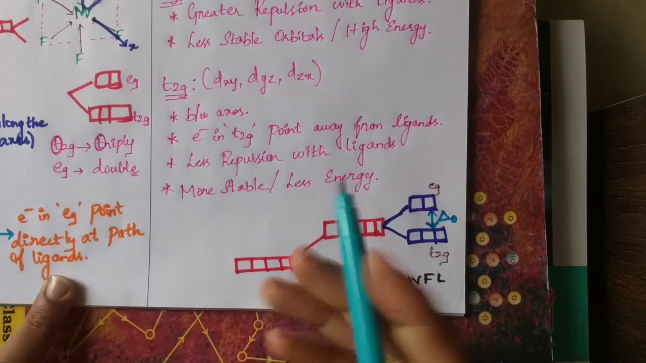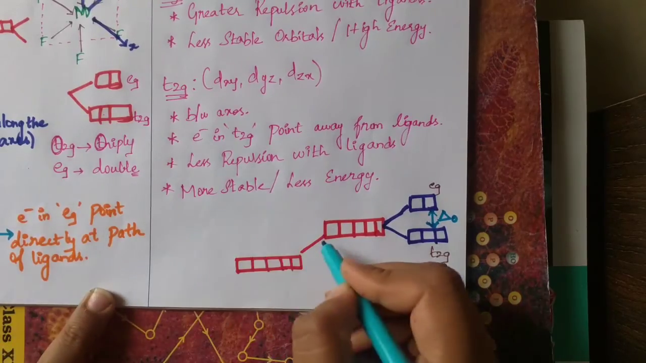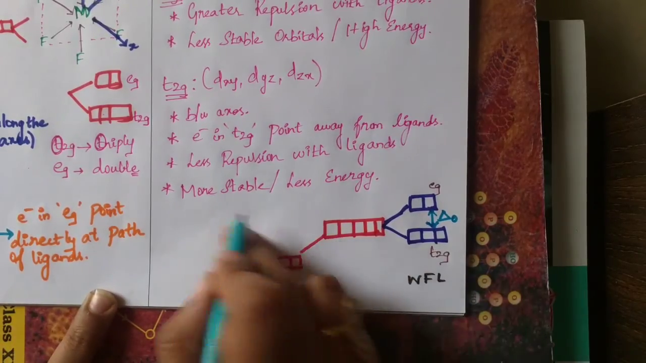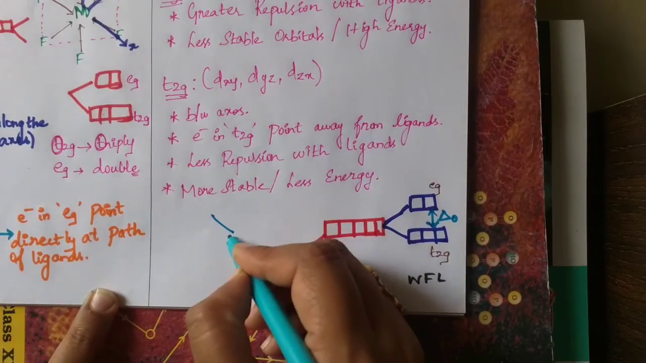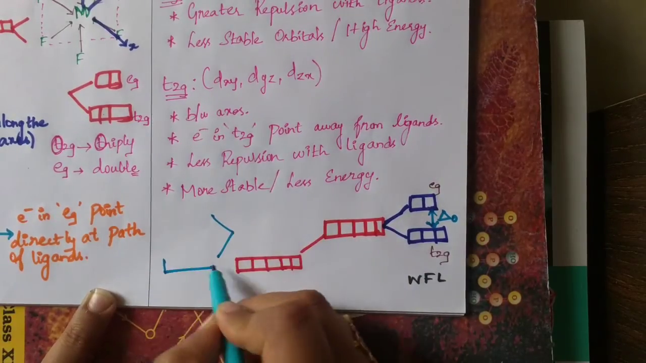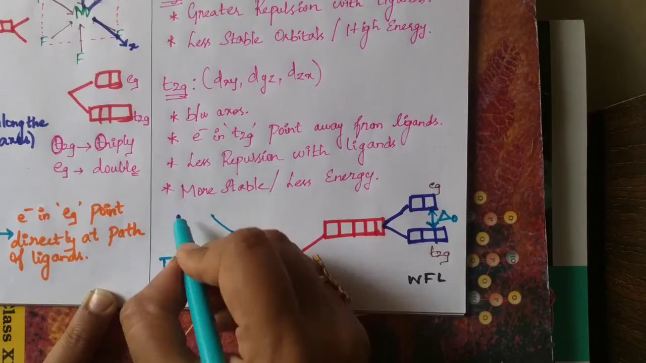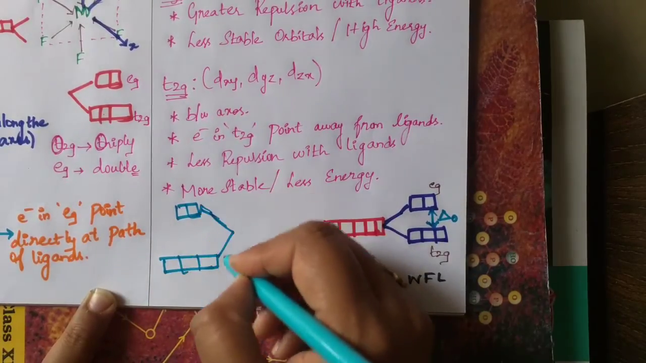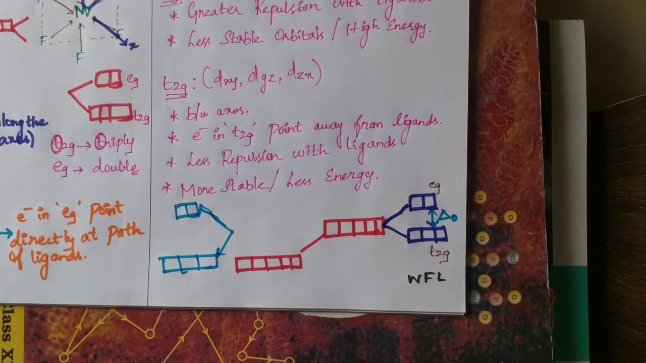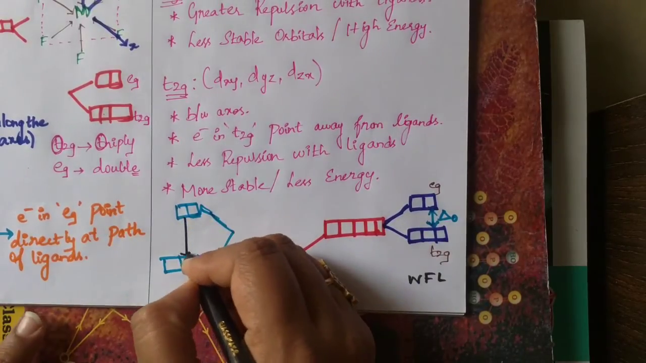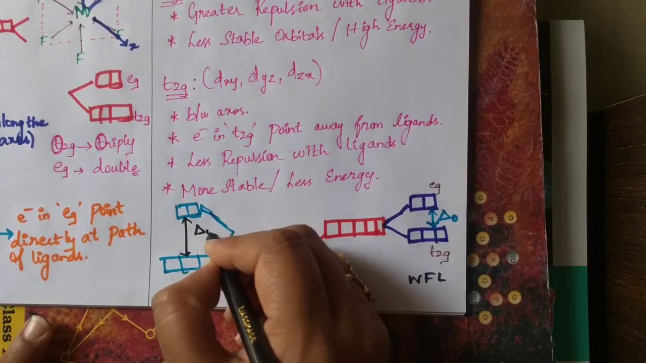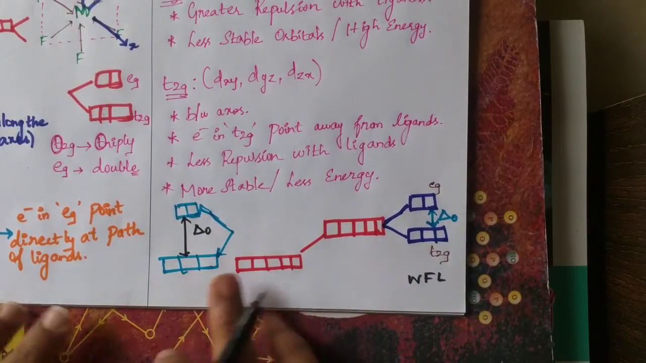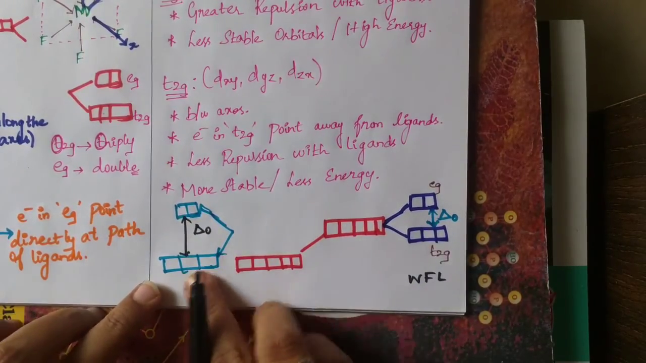For strong field ligands, what happens? See here, for strong field ligands, the same thing I am writing here. It splits into two. Okay, students, here the energy is more. This Δo energy is more. That's why pairing takes place.